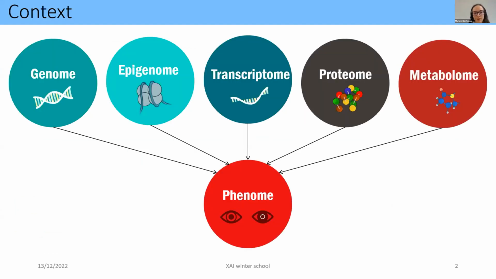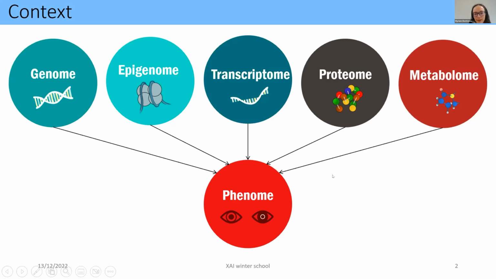So the context is the following. We can observe several traits in humans. The traits are as diverse as the color of the eyes or the presence or absence of a disease. And these traits emerge from multiple factors, including biological factors such as the genome, the epigenome, the transcriptome, the proteome, the metabolome. And we would like to study how a phenotype emerges from this set of data.